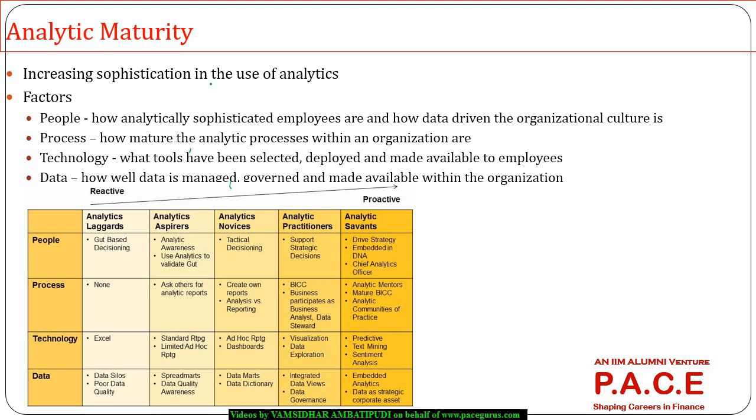Now that we know this is the insurance industry data flow, we will talk about another important concept in this context, which is analytic maturity. We talk about the five layers of analytics maturity here. Analytics laggards are more and more reactive, who have not implemented analytics in a big way, who are just using analytics for historical information. Those kinds of companies we call laggards. Then analytics aspirants, those who are planning to use analytics as a part of their business processes.